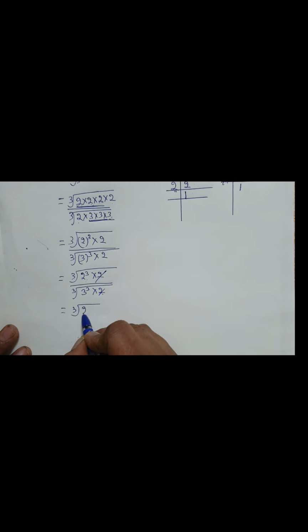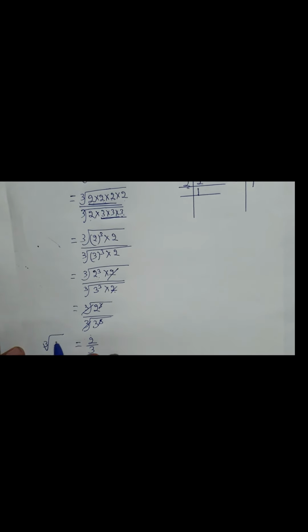Okay. Now what remained over here? 2 cube. And what remained over here? Cube root 3 cube. Okay. Now this cube root and this cube get cancelled. This cube root and this cube gets cancelled. So what remained over here now? 2 upon 3. So cube root of 16 upon 54 is equal to 2 upon 3.